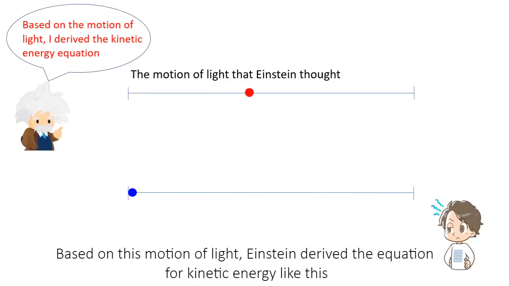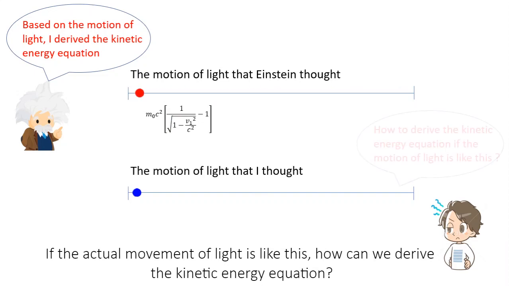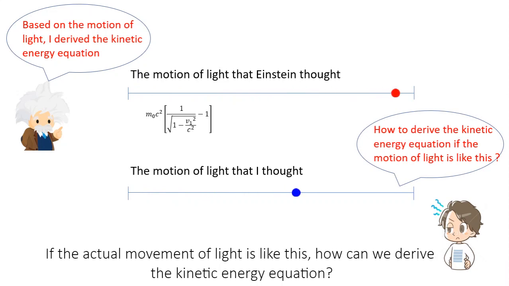Based on this motion of light, Einstein derived the equation for kinetic energy like this. If the actual movement of light is like this, how can we derive the kinetic energy equation?